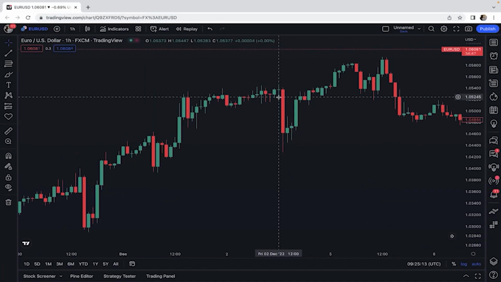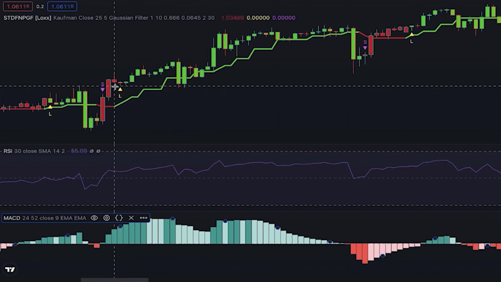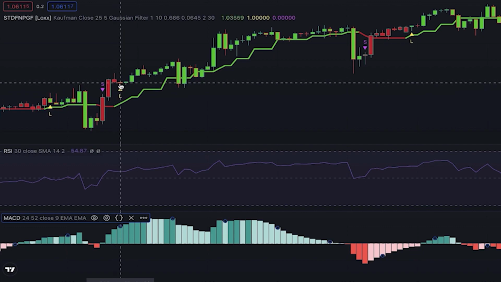What I found effective is entering trades when the price is breaking a resistance level and all indicator requirements are met. This indicates strong confluence and bullish momentum in the trade.